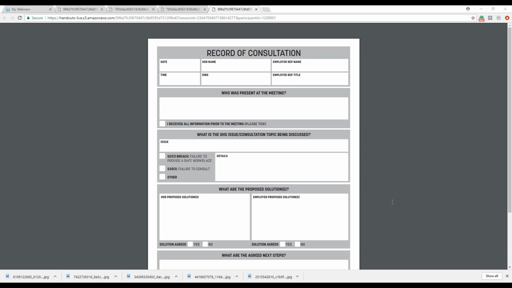When you have the consultation form, make sure you've got a copy for yourself, and a copy for the duty holder. Give it to your OHS officer, give it to your union delegate. And the same goes for the PIN forms to issue. Definitely keep those copies for yourself. And always have a witness for your consultation.